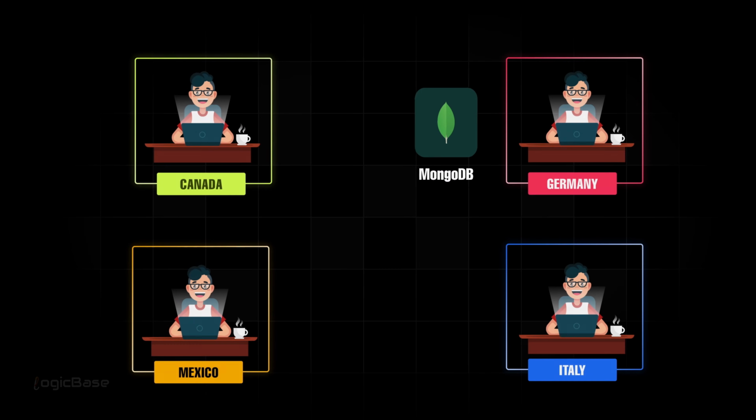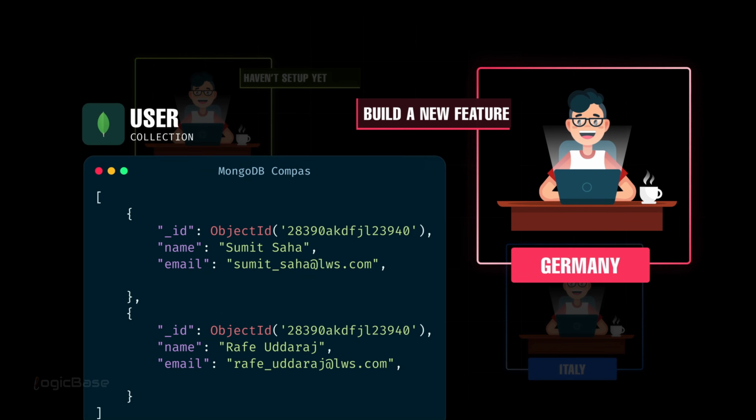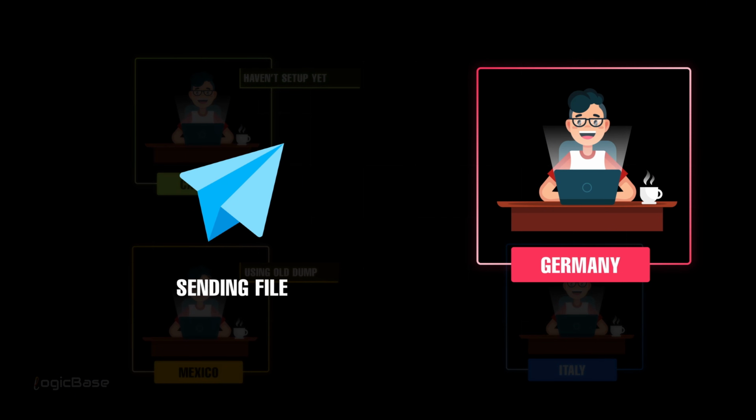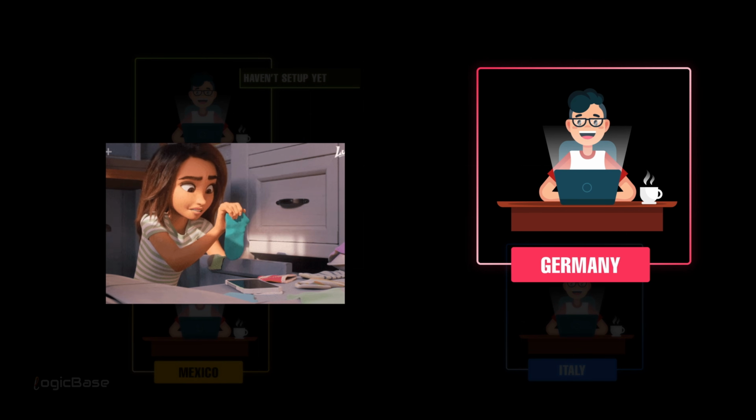MongoDB is running on your machine. Someone else might not even have it set up yet, and another person could be working off a database dump from last week. You build a new feature today, new data gets added to the database, but the rest of the team doesn't have that data. Then you say, hey, send me the latest database dump. And then it starts: zipping the file, sending it, restoring it, and still ending up with mismatches. In team workflows, this gets insanely annoying.